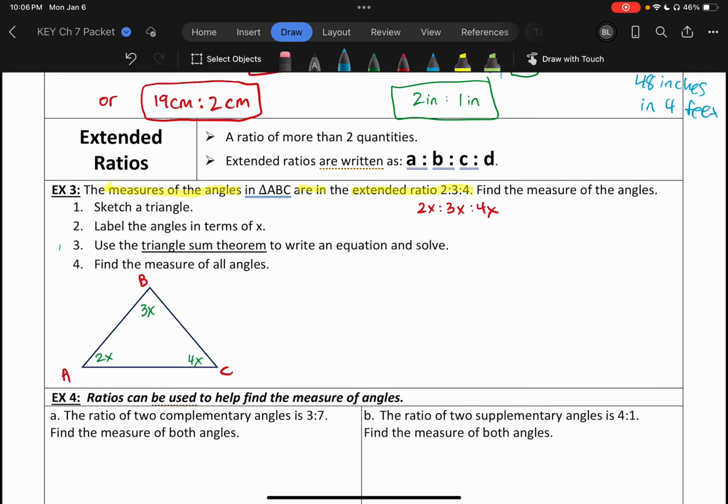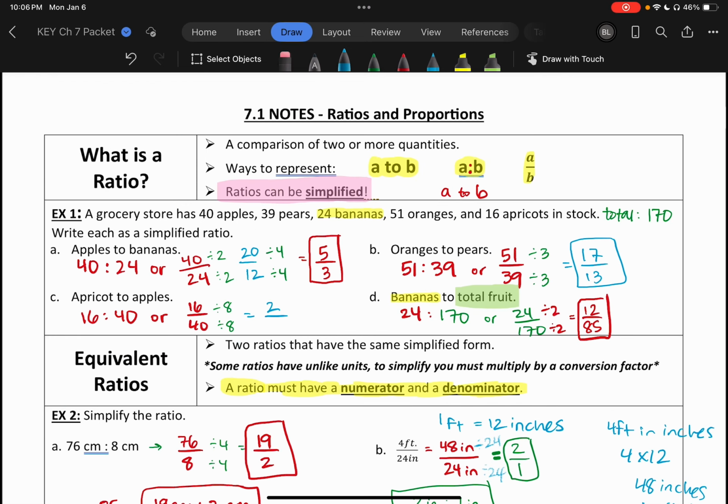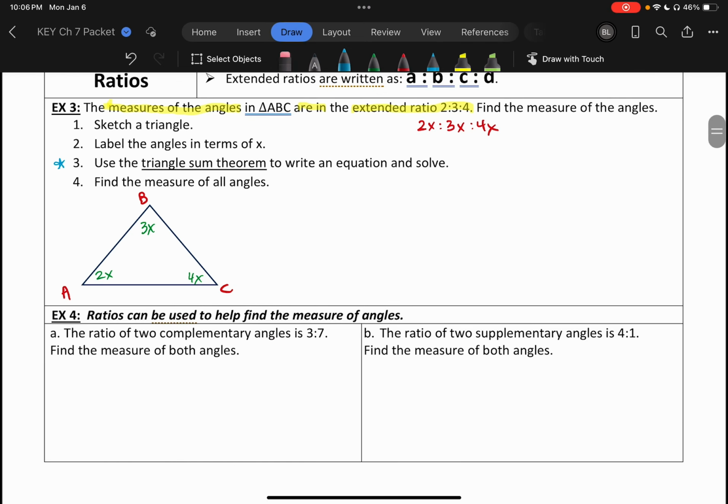If I'm looking at step 3 here, the triangle angle sum theorem says that the 3 angles in a triangle, in this case the 3 angles that I have here, are 2x plus 3x plus 4x. Those 3 angles in the triangle add up to 180 degrees. That gives us an equation that allows us to solve for x, and then we can start to find the measures of those missing angles.